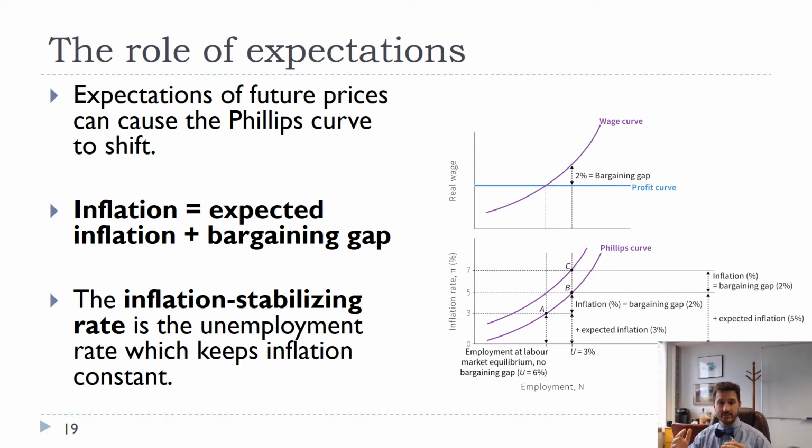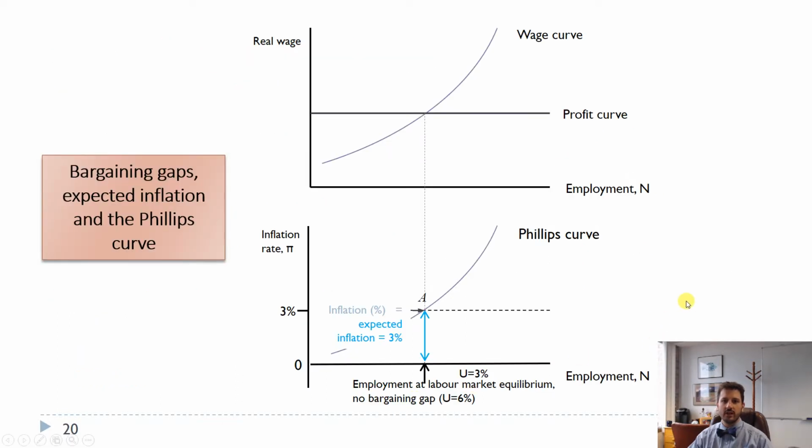If that happens, then we might end up with 5% inflation and then 7% inflation. We'll walk through that. But you can see that the only way we can get back to inflation-stabilizing rate of unemployment is where the wage curve crosses the profit curve. So let's think about where we are. If we're at point A on our Phillips curve, where inflation is 3% and the profit curve is crossing the wage curve, then we would expect inflation to stay at 3%.